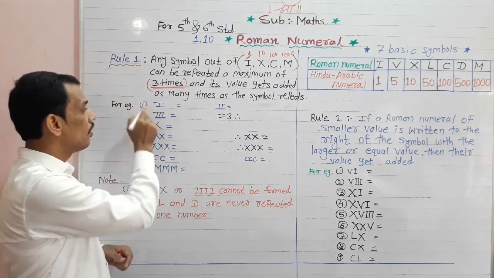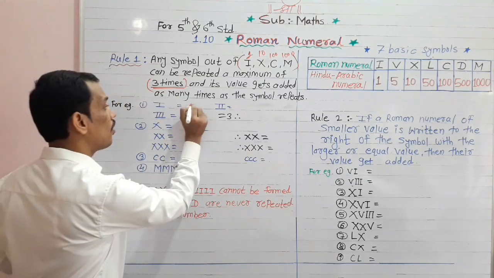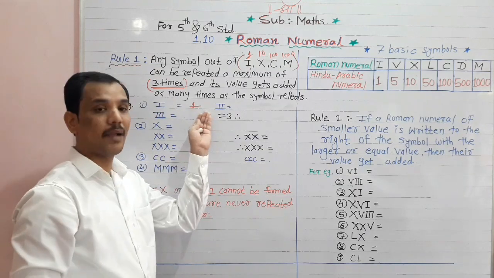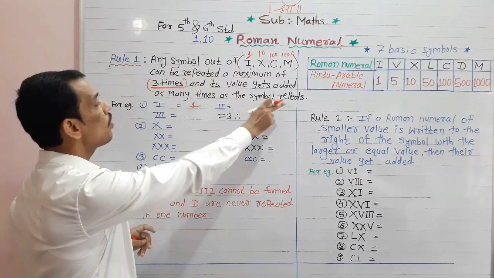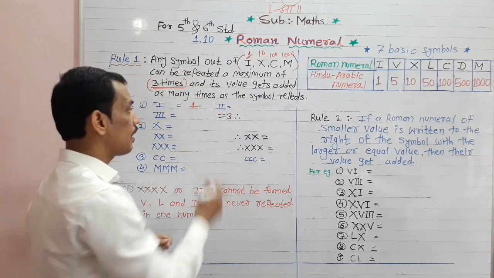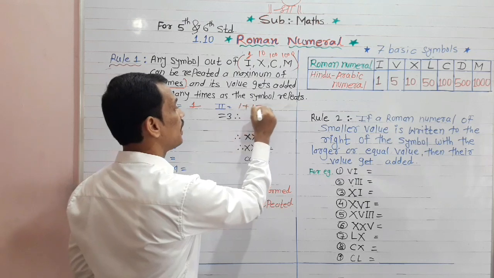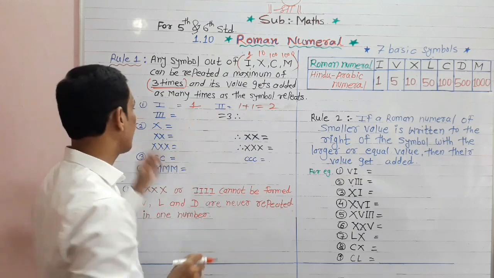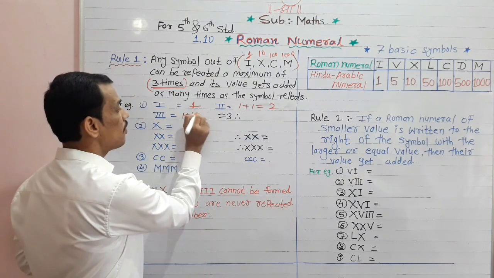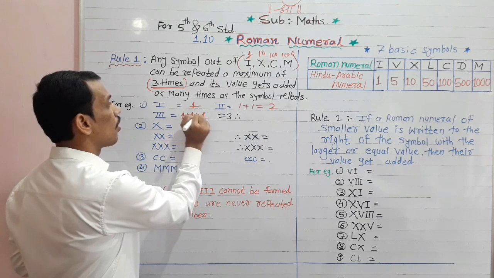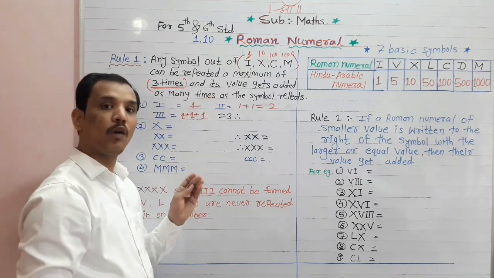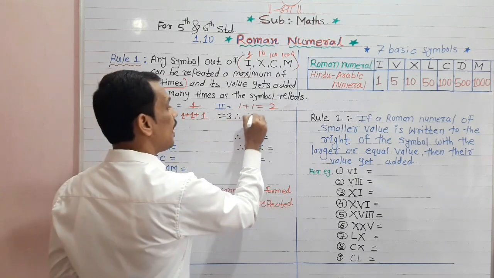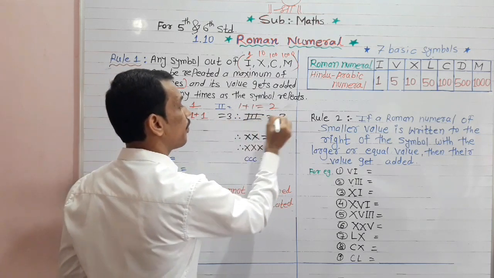So first, this I stands for 1, so I am writing 1 here. Now this symbol comes 2 times. So here as per the rule, the value gets added as many times as the symbol is repeated. So 2 times here, I am adding 1 plus 1 is equal to 2. So for 2 we use which Roman number? This double I. Now here is 3. So 1 plus 1 plus 1 is equal to 3, as per the rule that the symbol's value is added as many times as it repeats. Therefore for 3 we use the symbol triple I.